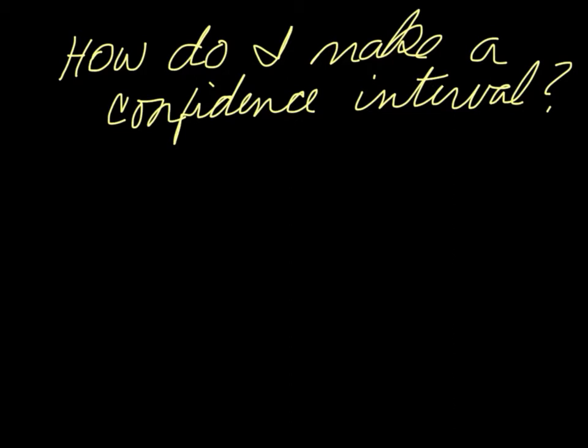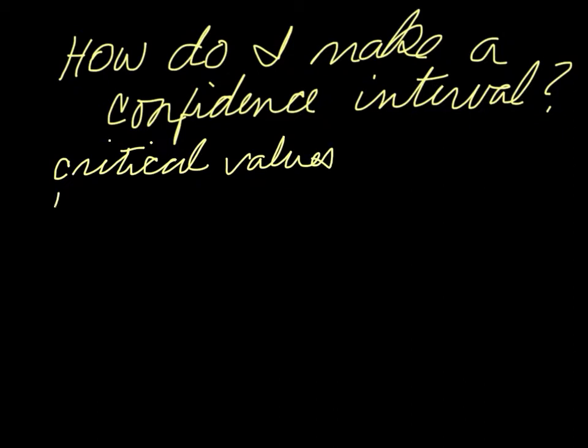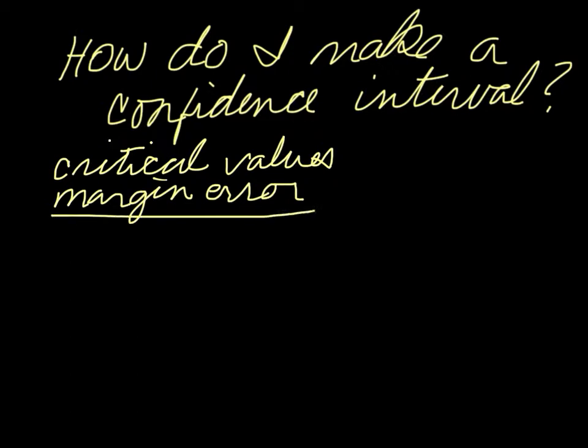So our question for the day is, how do I make a confidence interval? Well, based on yesterday, we now know how to find critical values, which are z's that represent whatever confidence level we're talking about. And we know how to find the margin of error. And so if you can find these two things, you can find a confidence interval really quite easily. And basically, it's just an arithmetic problem using the margin of error.